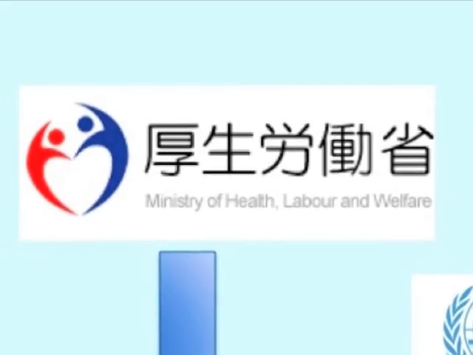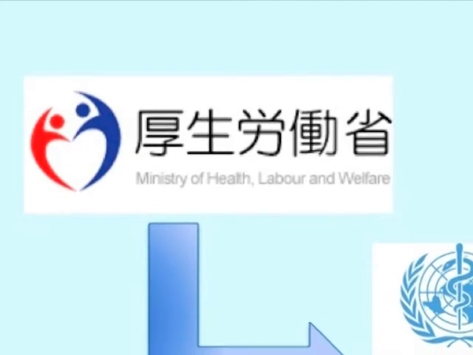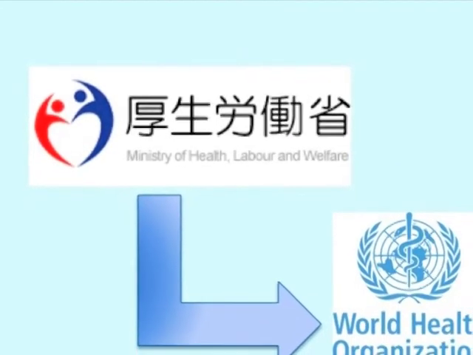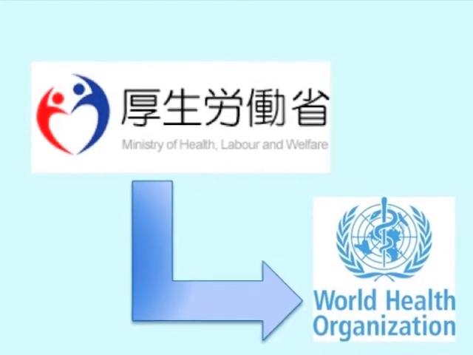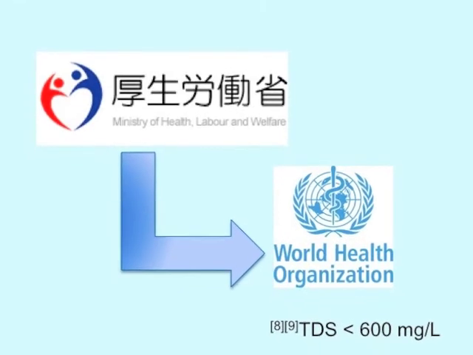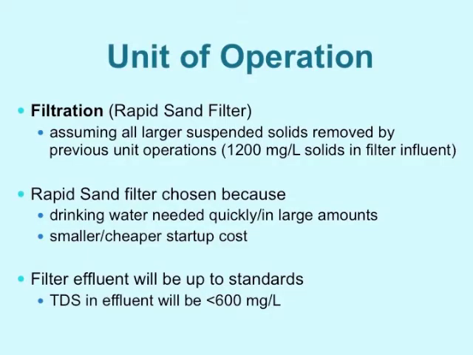When looking for drinking standards for Japan, we looked to their version of the EPA, which is the Ministry of Health. Here we found that Japan's standards are based on standards recommended by the World Health Organization. For healthy drinking water, total dissolved solids must be less than 600 milligrams per liter. For our filter design, we are assuming the large debris and other particles were removed in the first steps of the treatment plant, to 1,200 milligrams per liter of dissolved or small solids left.